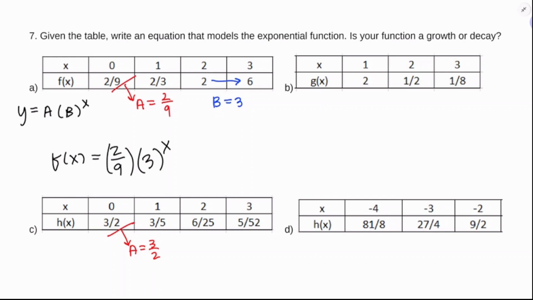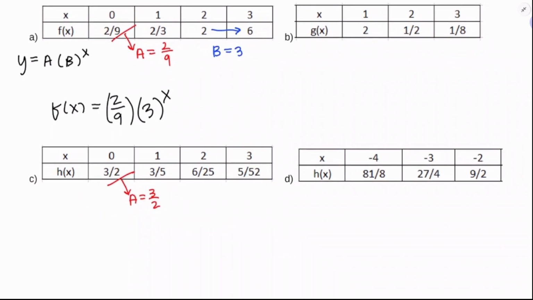Okay, and then on C, this one was pretty similar, so I think, okay, what am I multiplying when I go from 3/5 to 6/25? It looks to me like I'm multiplying by 2 on top and 5 on bottom, so I'm going to say that b is 2/5.